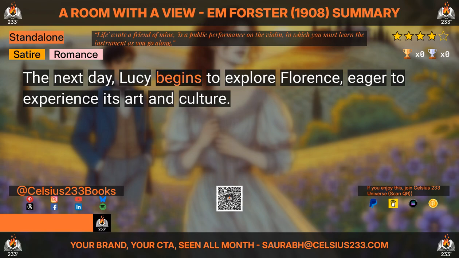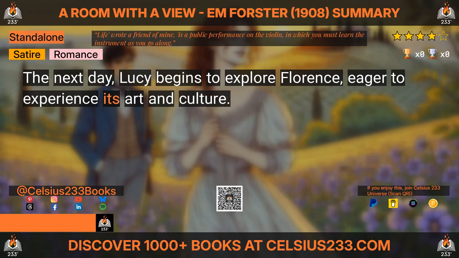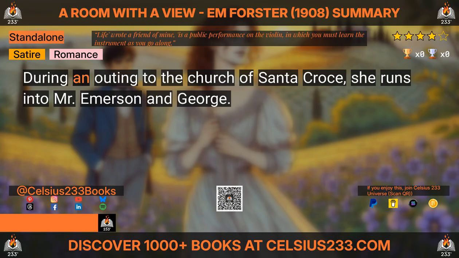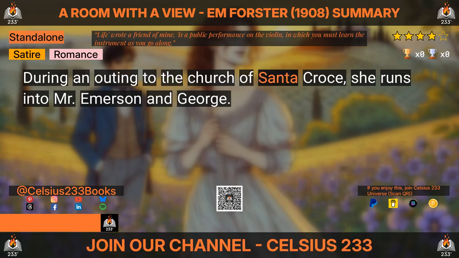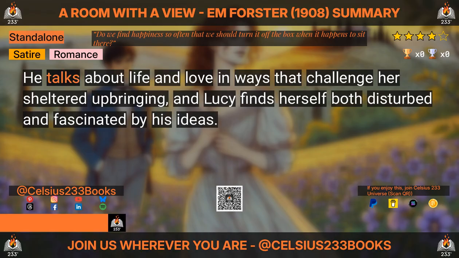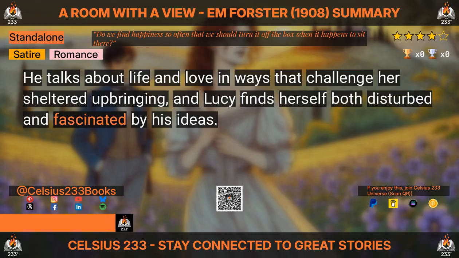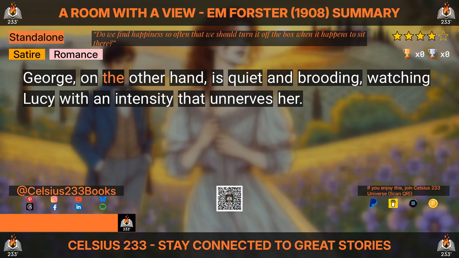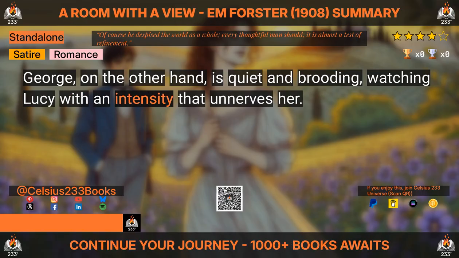The next day, Lucy begins to explore Florence, eager to experience its art and culture. During an outing to the Church of Santa Croce, she runs into Mr. Emerson and George. Mr. Emerson speaks freely, his frankness surprising Lucy. He talks about life and love in ways that challenge her sheltered upbringing, and Lucy finds herself both disturbed and fascinated by his ideas.